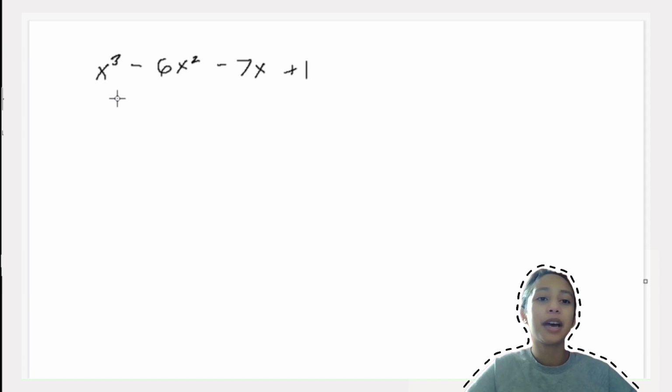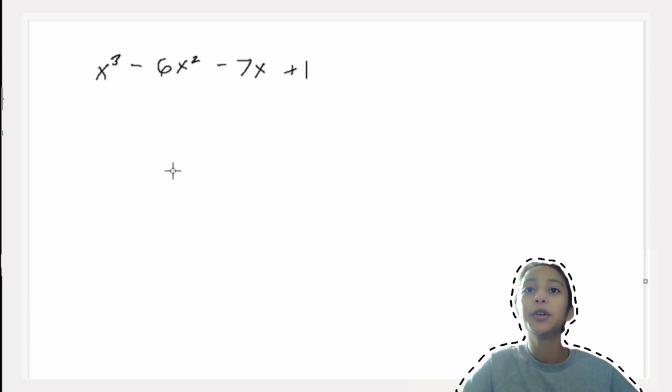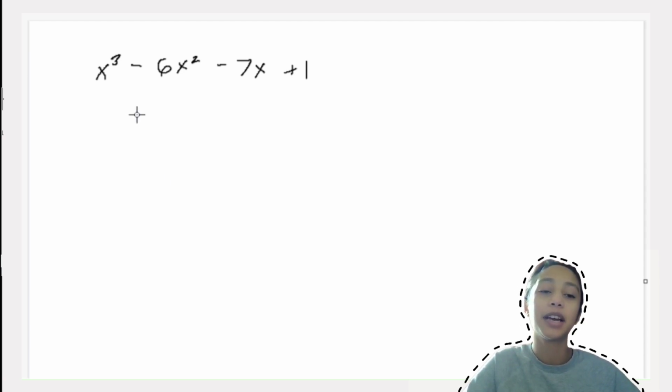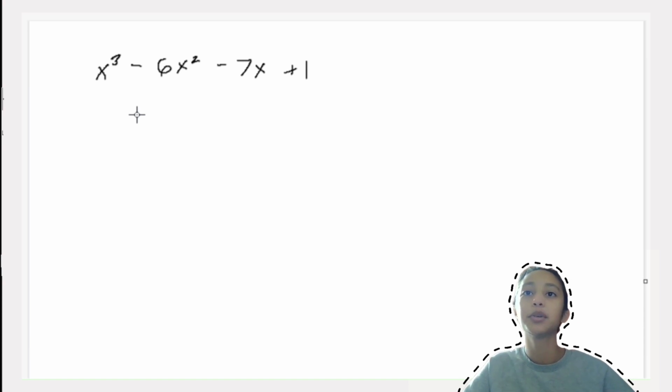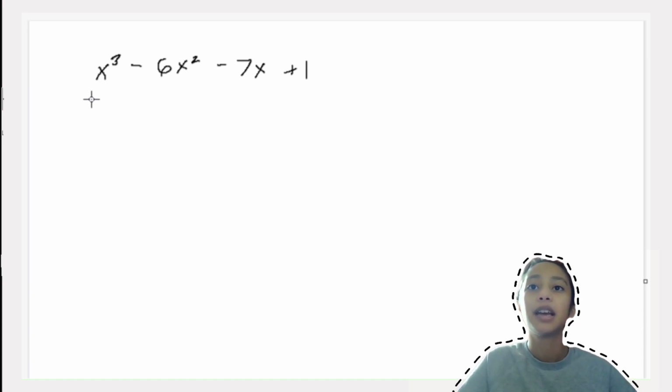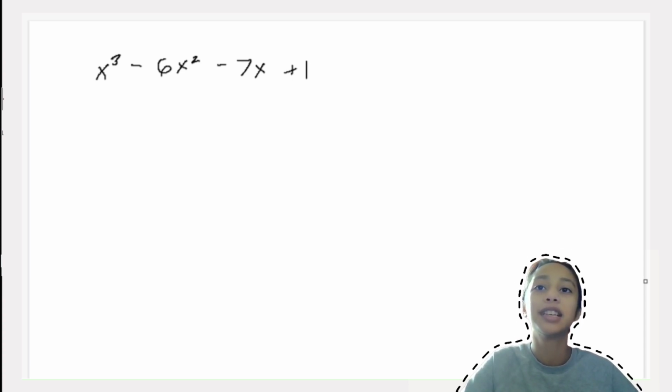So here we have our next example, which is a third degree polynomial, x cubed minus 6x squared minus 7x plus 1. So the first thing we're going to do is find our positive real roots by counting the difference in signs. So our first coefficient is positive and our second coefficient is negative. So let's count that real quick.